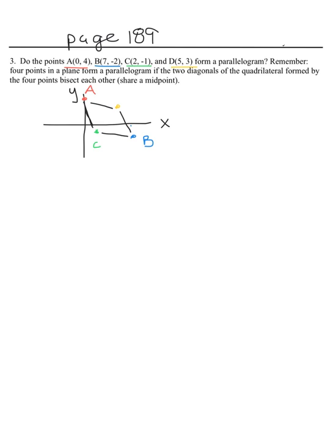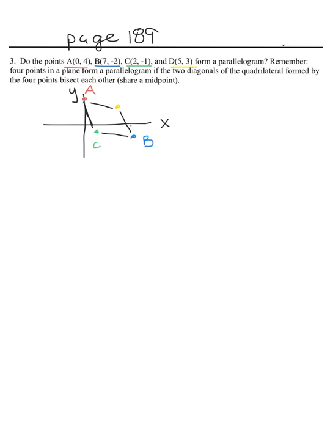So this is too difficult, and we need something more accurate to tell whether this is a parallelogram or not. Remember, 4 points in a plane form a parallelogram if the two diagonals of the quadrilateral formed by the 4 points bisect each other, or share a midpoint. I don't have a separate color here, so I'm just going to go for blue.